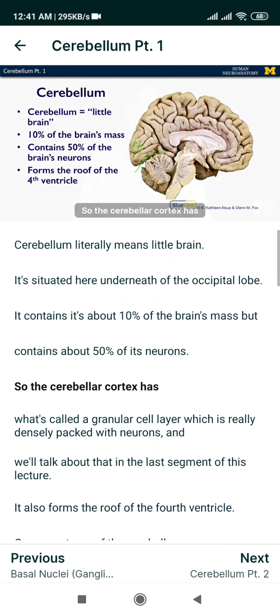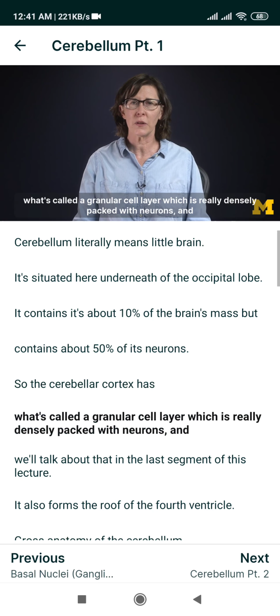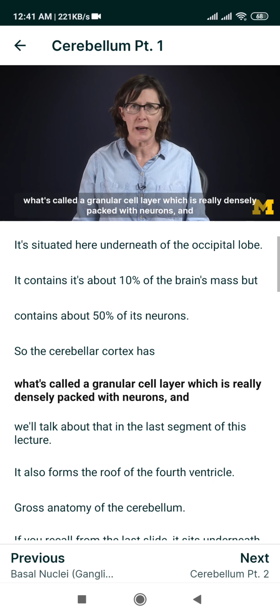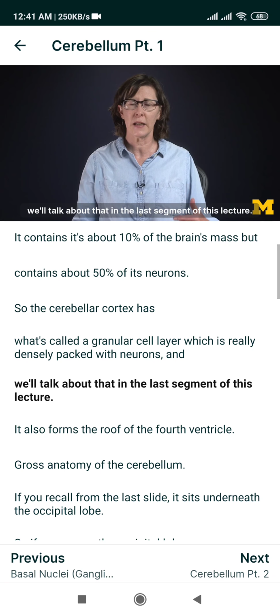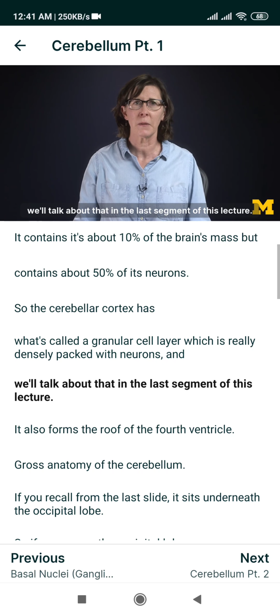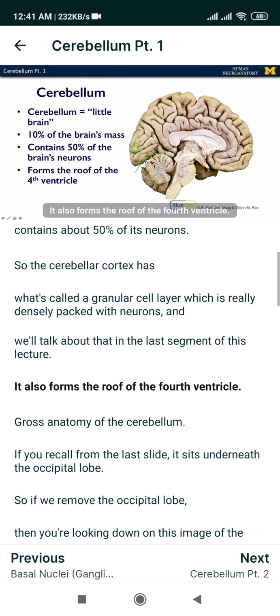So the cerebellar cortex has what's called a granule cell layer, which is really densely packed with neurons, and we'll talk about that in the last segment of this lecture. It also forms the roof of the fourth ventricle.